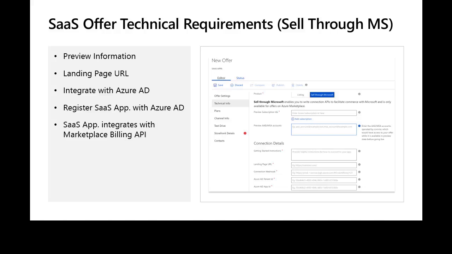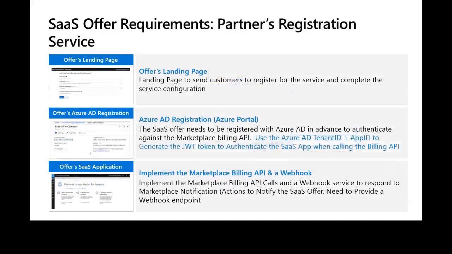And the last part is basically having a service, as I said, to integrate with the billing service. So you will see a screen that basically asks you for the landing page, the connection, what is the endpoint for the webhook, your Azure AD tenant ID, and then the app ID. Basically all the information that we need for recognizing that it's your solution that's talking to the billing API on our side. This slide talks a little bit more in detail, but basically it's the same thing.